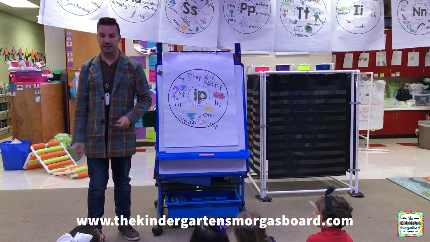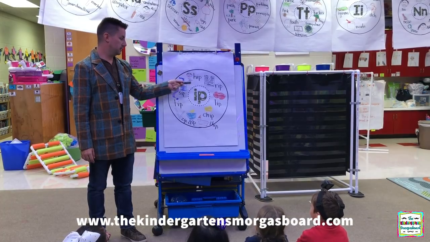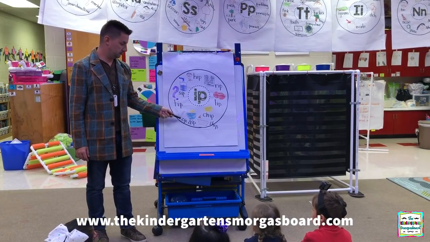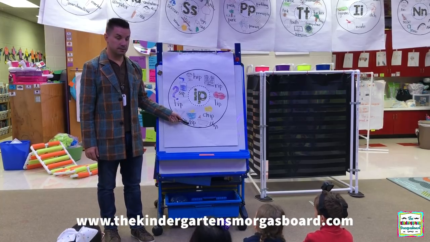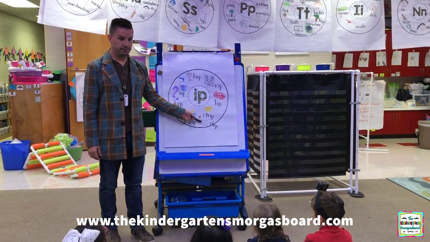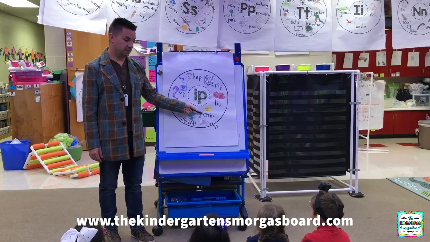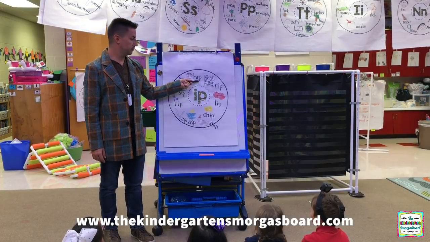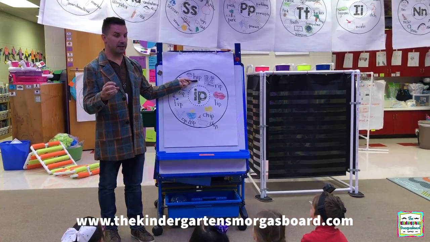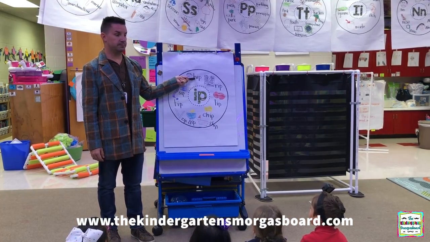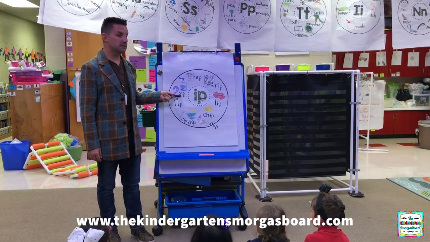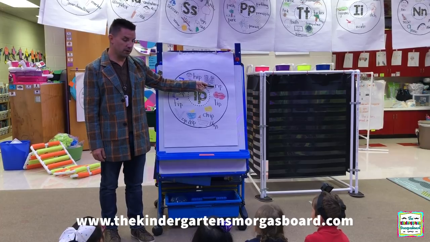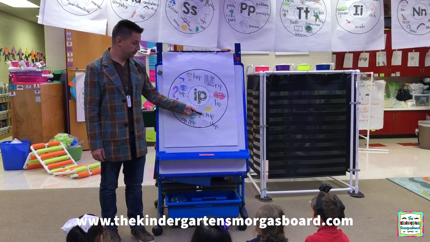All right, let's see if we can read all of our words. Got your hands on your lap, sitting up. Here we go. I'm not pointing to rip. Hip. What word? Hip. Sip. What word? Sip. Tip. Rip. What word? Rip. Lip. Chip.